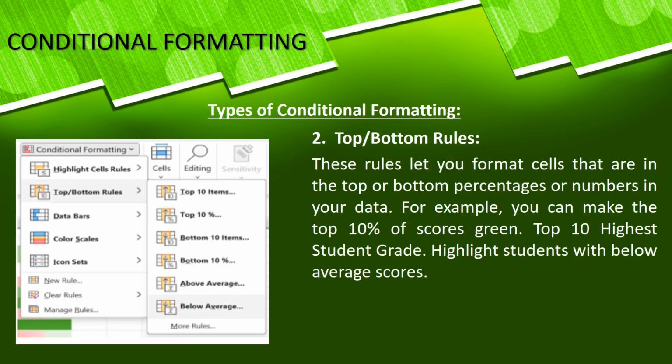2. Top-bottom rules. These rules let you format cells that are in the top or bottom percentages or numbers in your data. For example, you can make the top 10% of scores green, top 10 highest student grade, highlight students with below average scores.